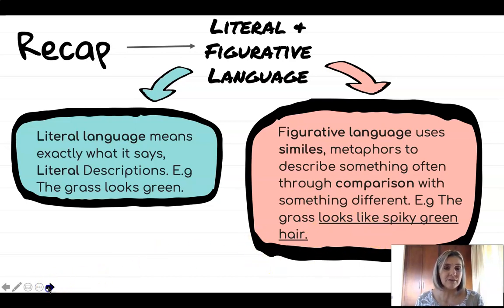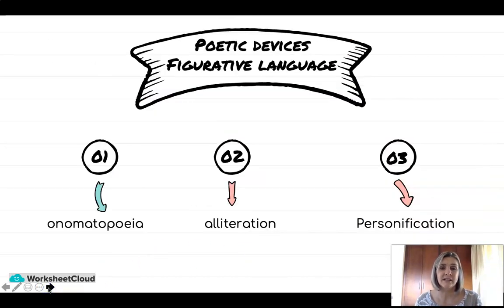Let's take a look at our first poetic device, our figurative languages. I've put that there because some people use poetic devices, some people use figurative language devices. They are used interchangeably. In other words, you can use either or. But let's stick for today with the figurative language device. So we've already learned about similes and metaphors. Today we're going to look at onomatopoeia, alliteration, and personification.